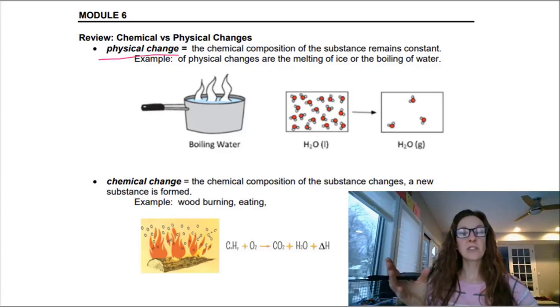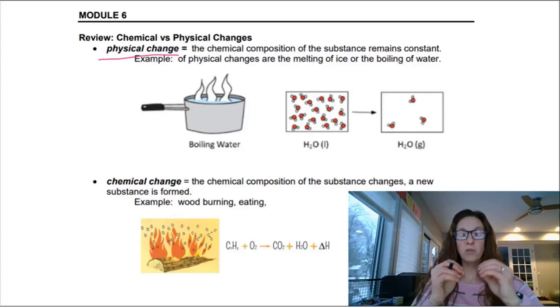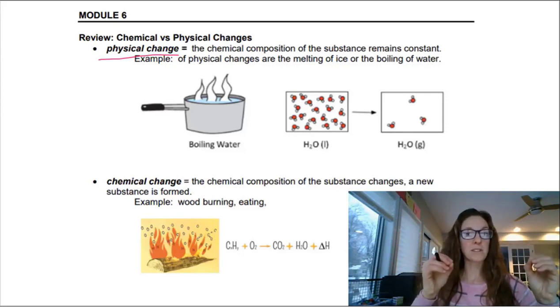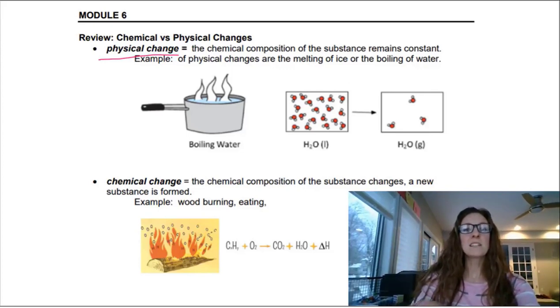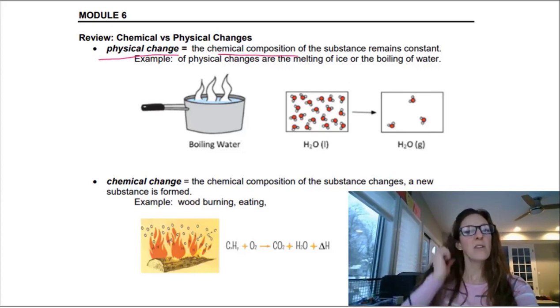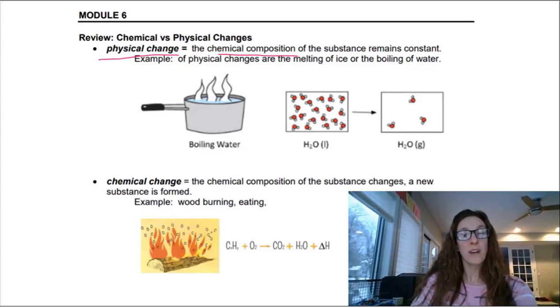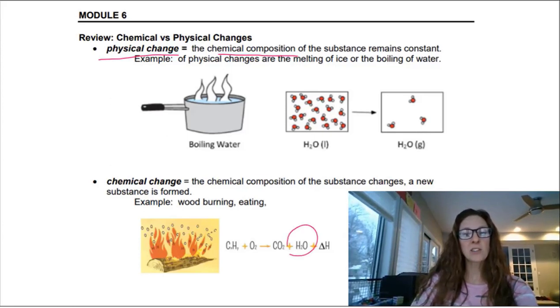Now if I add energy to ice and melt it, those H2O molecules are able to move further apart. If I add even more energy, then it becomes a gas. So I'm not changing the chemical composition. A chemical change, though, is when the chemical composition does change and a new substance is formed, like wood burning or eating. Now, I don't want you to be confused seeing H2O as a product here and H2O as a product here. What's different is that I did not start with water.